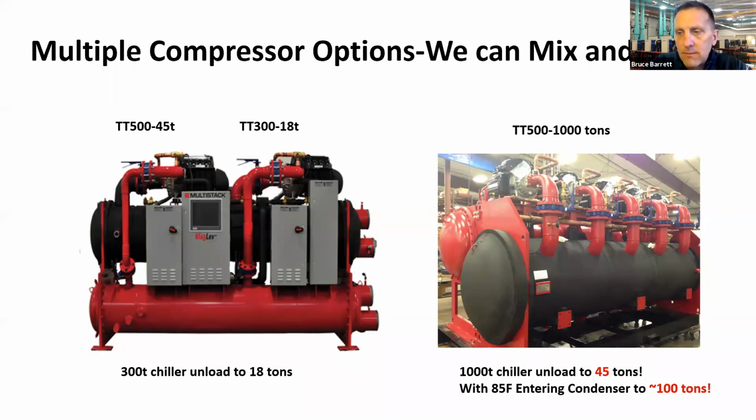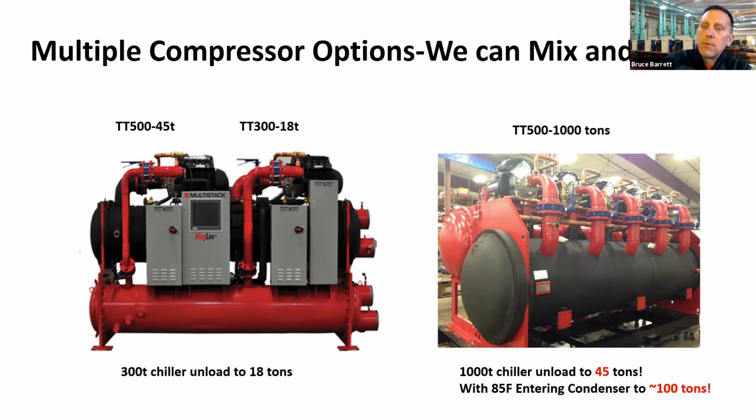A lot of different applications, chillers, screws with single compressors, just can't unload as well. And they need a pony chiller to handle the warm condenser water, low load conditions. On the right, we've got a 1,000-ton machine, 5 200-ton compressors. It can unload to about 45 tons. That's incredible turn down.